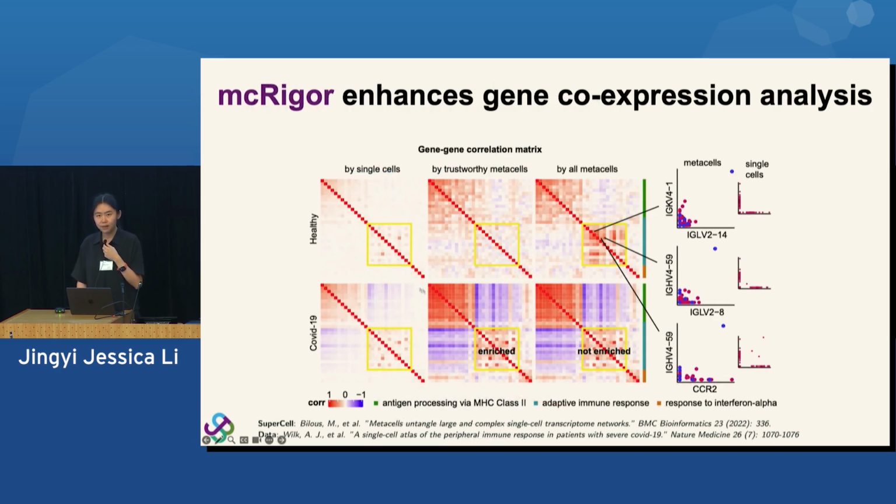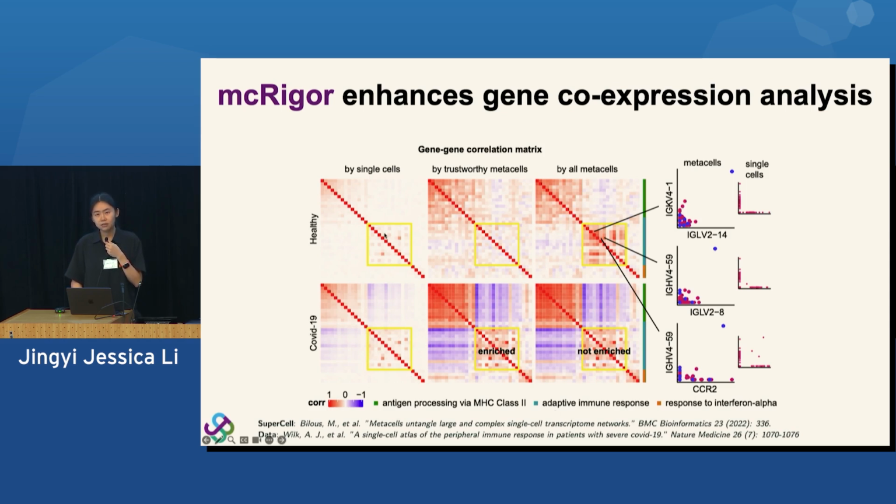We first applied this idea to an analysis from the SuperCell method paper. This is a metacell method, and it was applied to a data set for COVID-19. Essentially, we have single-cell blood data for healthy patients and COVID-19 patients. We want to look at some gene-gene correlations. In particular, we're interested in the adaptive immune response genes, the genes in this yellow box here.